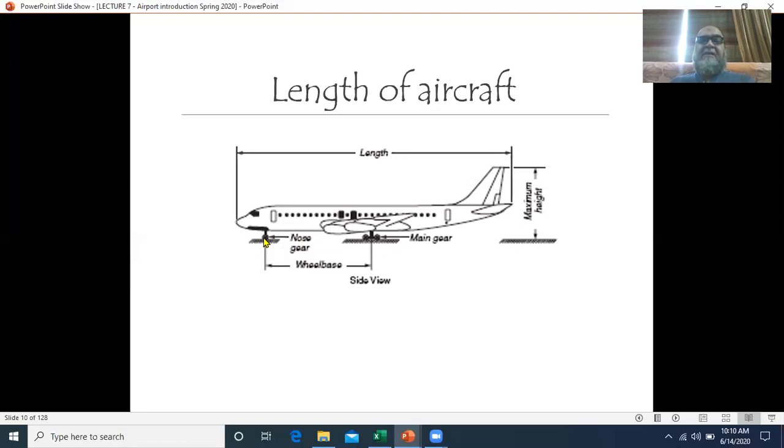The wheels in an aircraft are known as gears. Those attached near the pilot or near the nose, we call nose gear. And these wheels are used for landing, so this is called main gear. 5% of the weight of an aircraft goes to the nose gear and 95% to the main gear. The distance between the nose gear and the main gear is known as the wheel base.